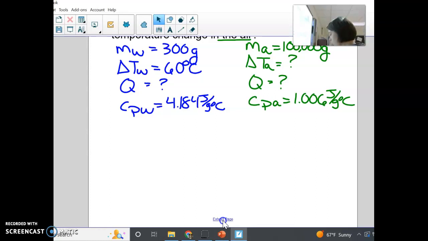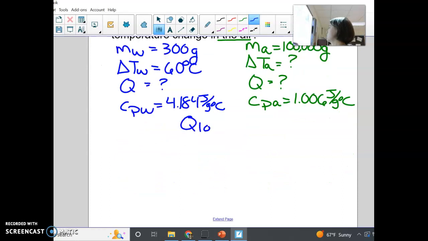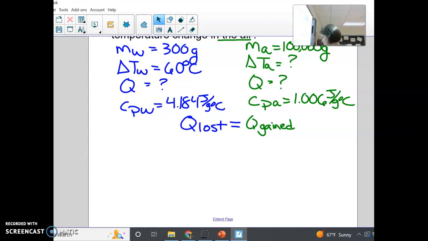So we know our overall plan is that the energy lost by the water, because it's cooling down, is going to be equal to the energy gained by the air. So I will kind of split screen for a little bit and then come back together.